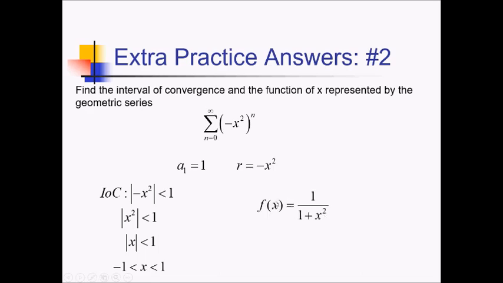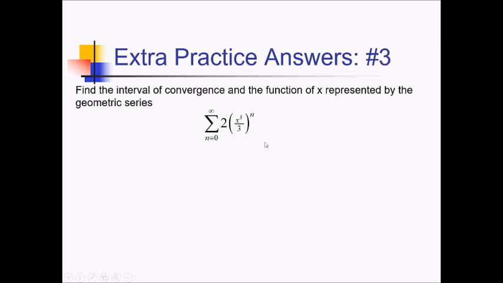And there's nothing else we really need to do to simplify this. To find the interval of convergence and the function of x on this geometric series, we'll start by identifying the a1 and the r values. For a1, that's what I get whenever I plug in my lower limit of summation, which is n equals 0. If I'm doing 2 times all of this stuff to the 0 power, that's really just 2 times 1. So I have an a1 value then of 2.